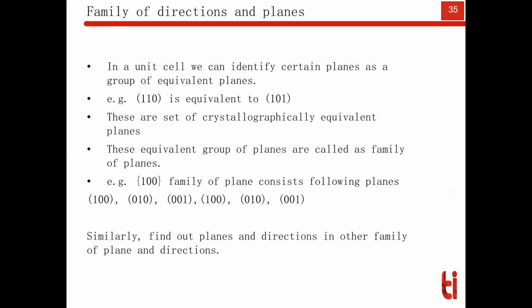Now here is the summary. So far what we have understood is, in a unit cell we can identify certain planes as a group of equivalent planes. For example, if I define the plane to be 100, it is one of the faces. Or if I define the plane as 110, it is running parallel to two opposite faces. And if I juggle the position of 110 amongst the a, b, c axes, I get 12 possible members. They are all referred to as equivalent planes. For example, the two planes mentioned here, 110 and 101, belong to the same family. In both cases, your plane will be the one which is running parallel to two opposite faces. So they are referred to as equivalent planes.